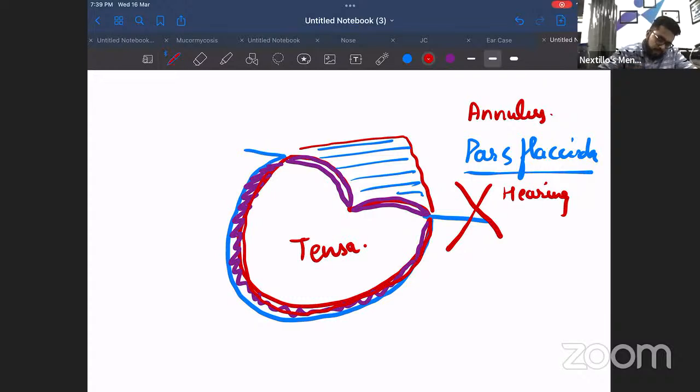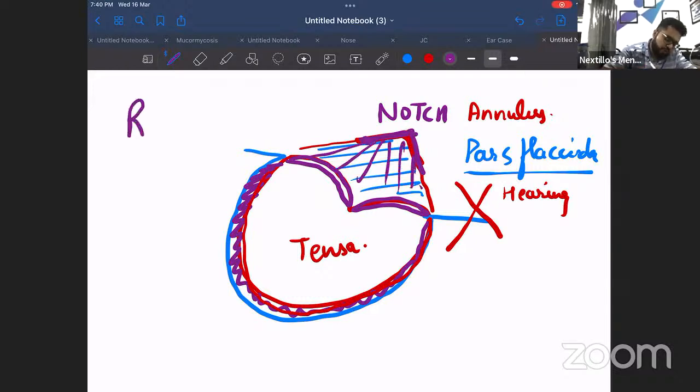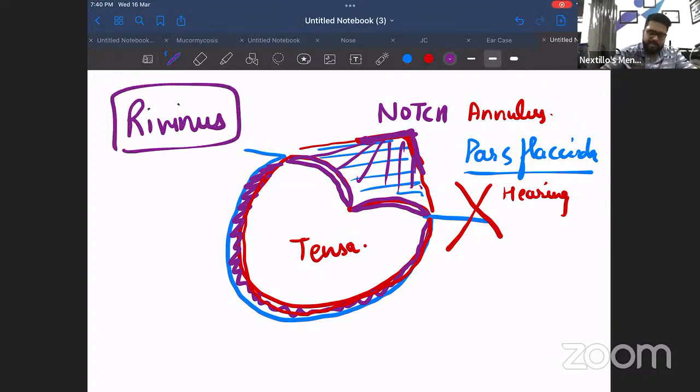This over here is a bony gap, you can say, which is forming a sort of notch. This part. That is why this is triangular here, right? It's like this. This notch is called the notch of Rivinus. Notch of Rivinus, and it can be asked in the MCQs. This is the notch of Rivinus. Okay. So this is about the tympanic membrane.